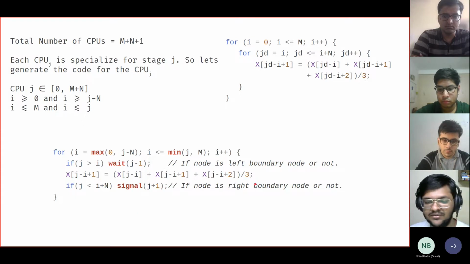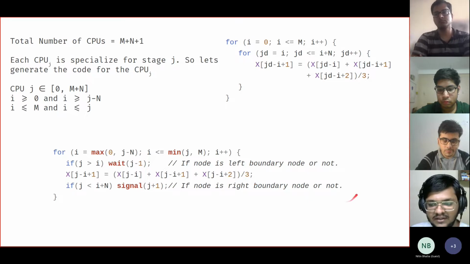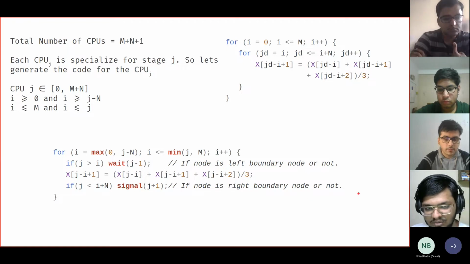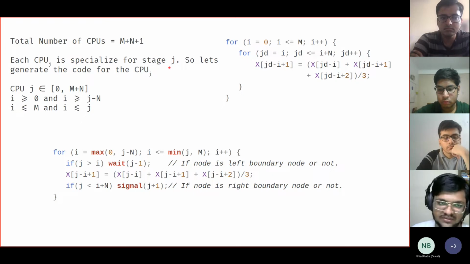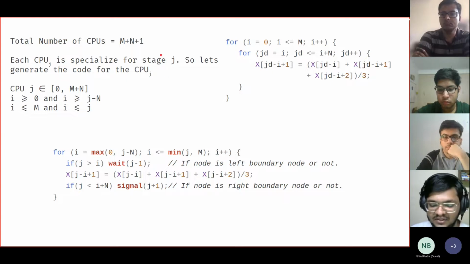Just to summarize, we are generating the code for a particular stage, specializing on that particular stage. This is the kind of specialization, this kind of code generation, just specializing for the particular stage.